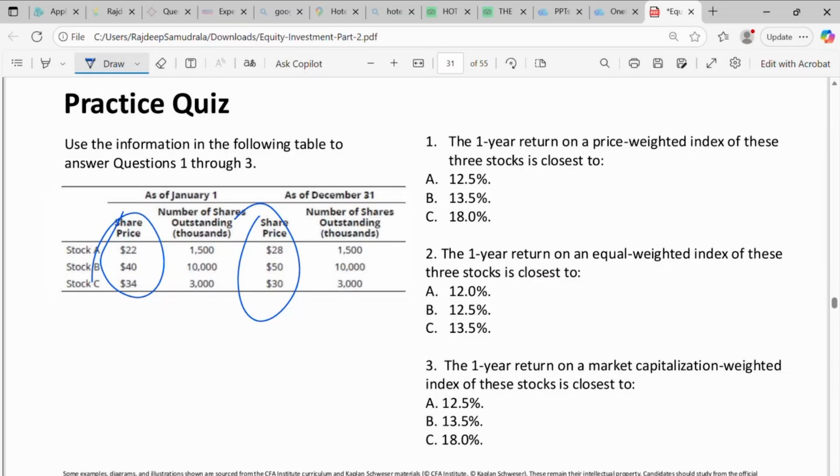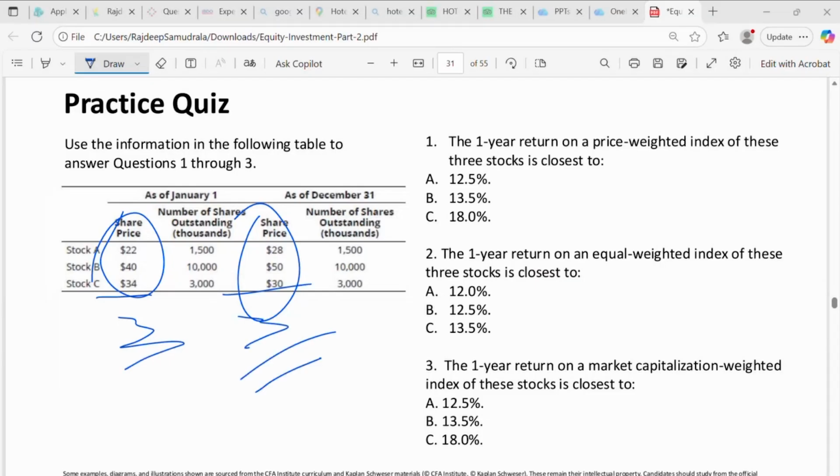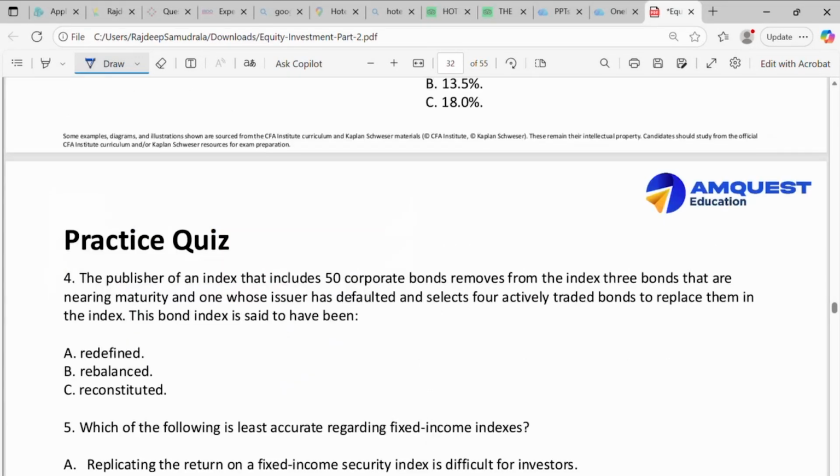What's the answer? Anyone? Can't answer that question? What's the answer you got? No idea. I'm not able to see in the chat zone as well, guys. Please be alert.